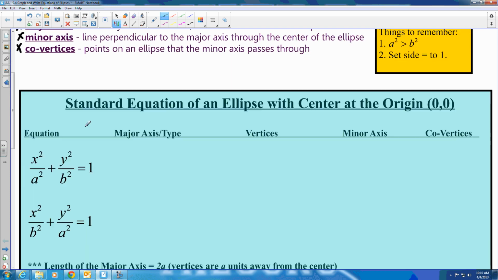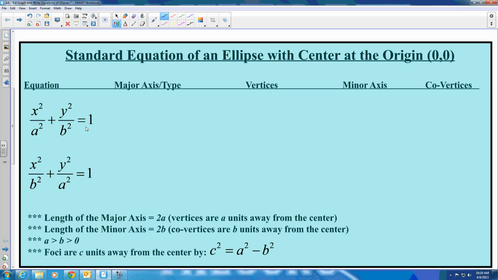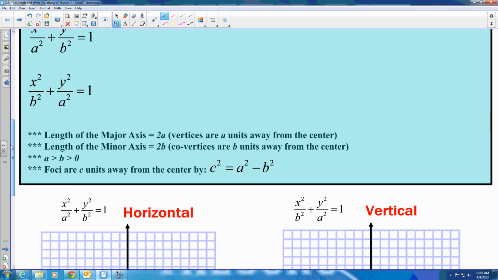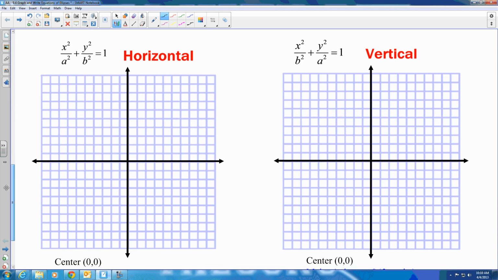So here we have 2 equations. These are 2 standard equations for an ellipse when the center is at the origin, 0, 0. What I'm going to do is go down to here first and write down what it looks like. So right here, this is x squared over a squared plus y squared over b squared equals 1.